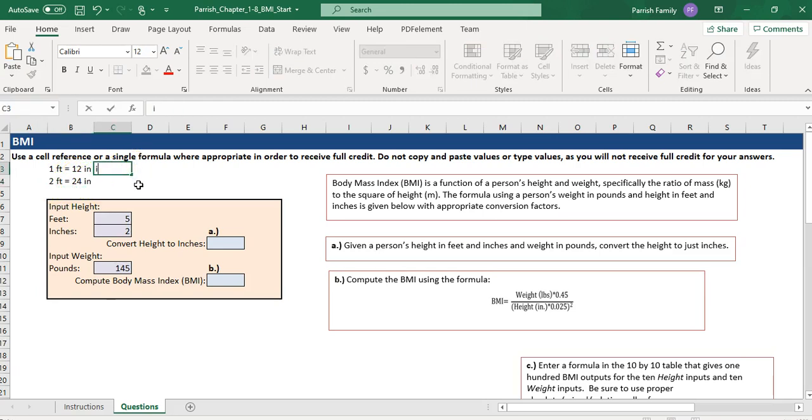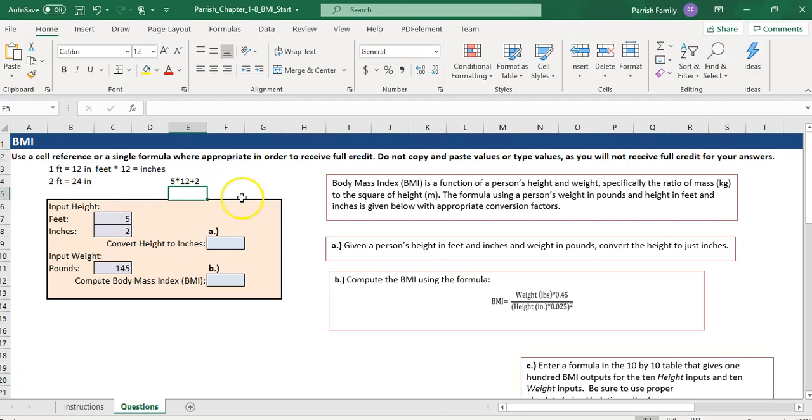So the number of feet times 12 will tell you the number of inches. I'm sorry, I said that wrong at first. Okay, so I'm 5 feet 2 inches. So 5 feet means 5 times 12, and that'll give me how many inches there, but I still have those 2 extra. So in order to calculate this, I would have to say 5 times 12 plus the 2 extra inches.